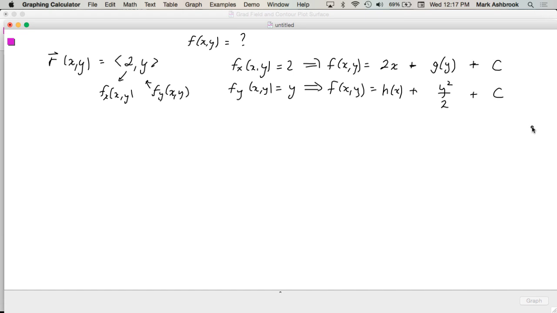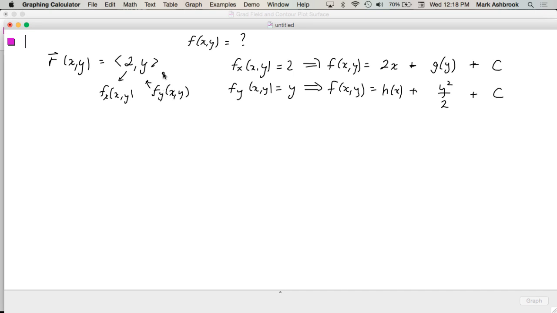So, if this is a gradient field, that means that we should be able to resolve these into the same function. There should be one function f that has both of these as a way of looking at it. If we can't get these to agree into the same function, then what does that tell us about our vector field? Not a gradient field, right? It's not a gradient field.